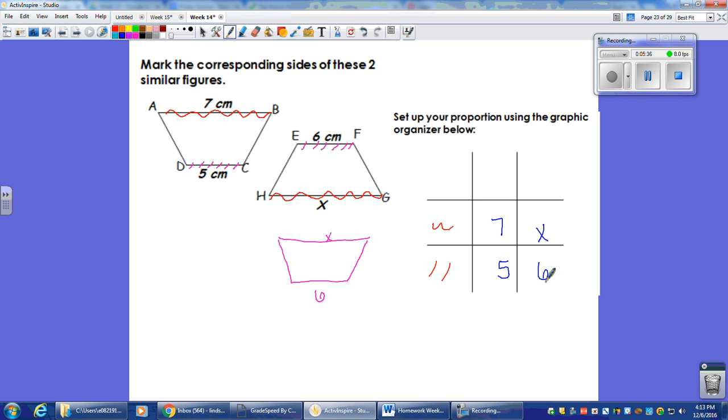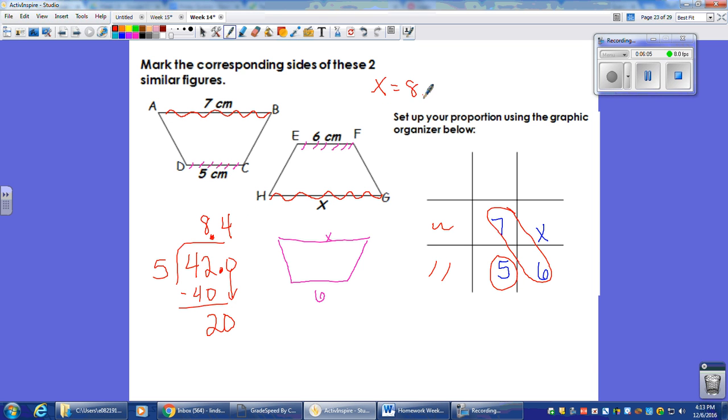From here, what I'm going to do is cross multiply the 7 times the 6, which is 42, and I'm going to divide by 5. So I'm going to do 42 divided by 5. 5 goes into 42 8 times. I'm going to subtract the 40, and I'm going to get a 2. Snake bite. And 5 goes into 20 4 times. So in this problem, x is equivalent to 8.4 centimeters. That is the missing side.